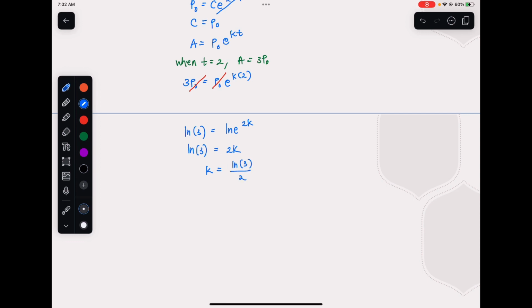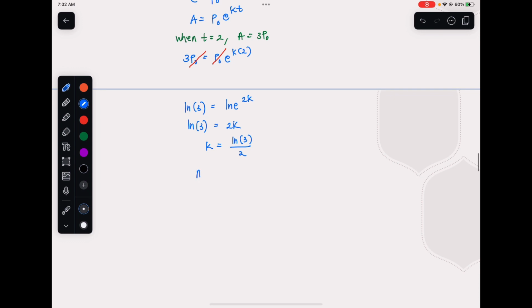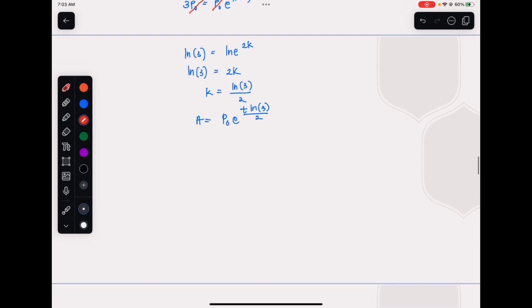So we substitute it into the original equation. So P sub 0 e raised to kt. We'll start with t, so that would make it t ln 3 all over 2. So P sub 0 e raised to t ln 3 divided by 2. And this is now our working equation.